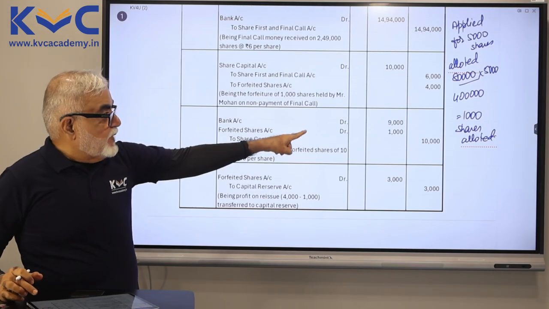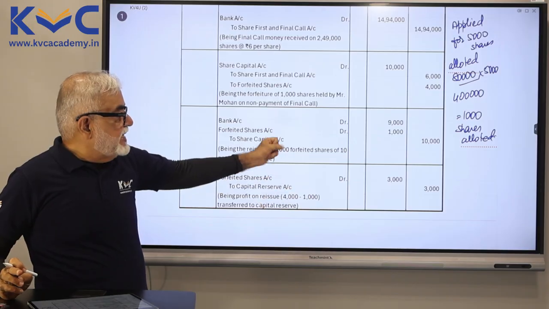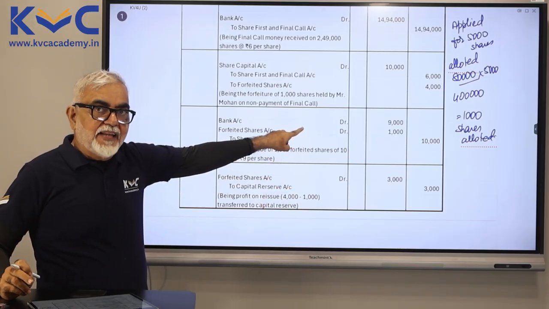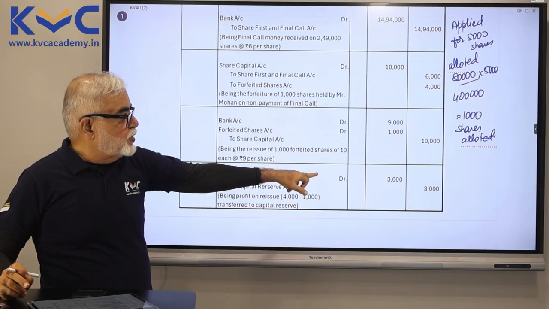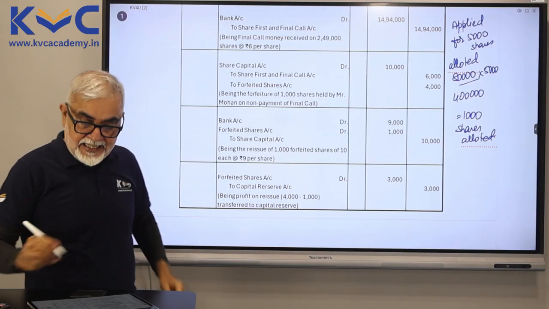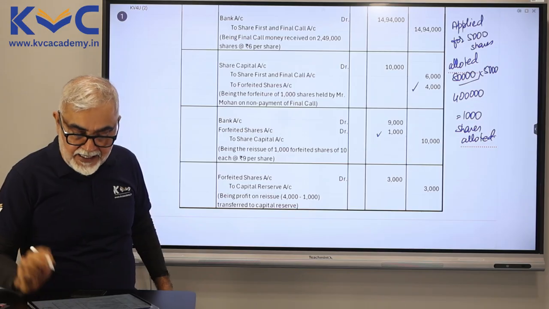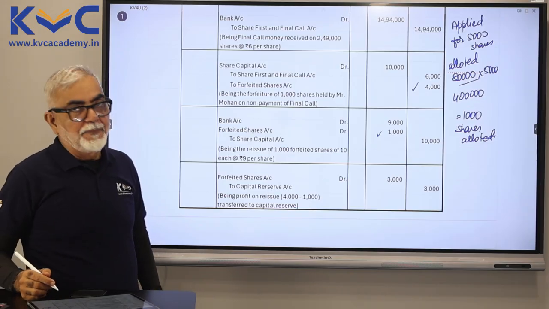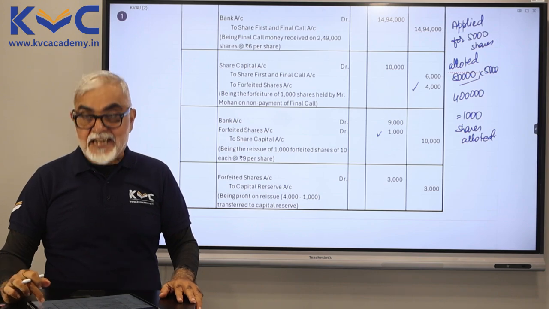Now you are forfeiting those 1,000 shares. Then you are left with the balance. The reissue loss is 1,000. Therefore, the profit on reissue goes to capital reserve. This 4,000 minus this 1,000, 3,000 goes to capital reserve. That was the simple question on issue of shares.